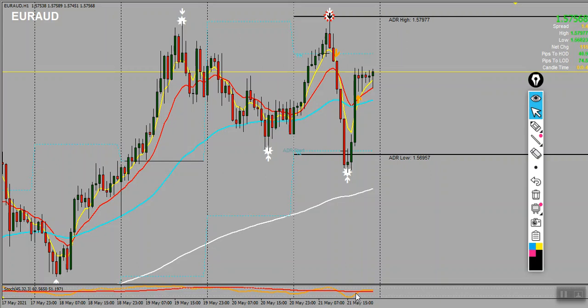So after the pattern is formed, or during the first leg, or when the pattern is complete, we expect to be given an entry point, and then after entering the trade, you only wait to be given an exit point for our trade.